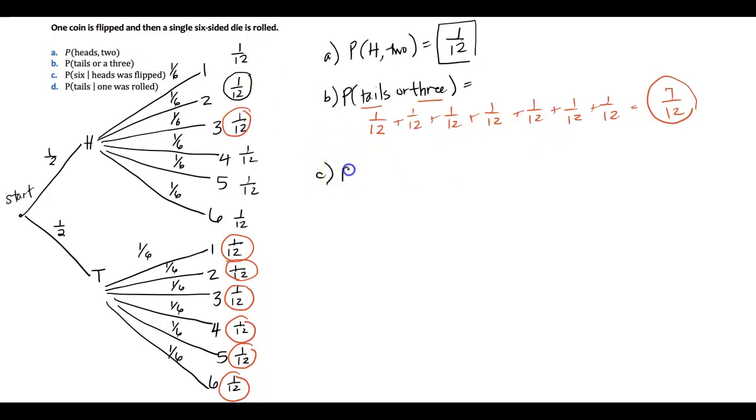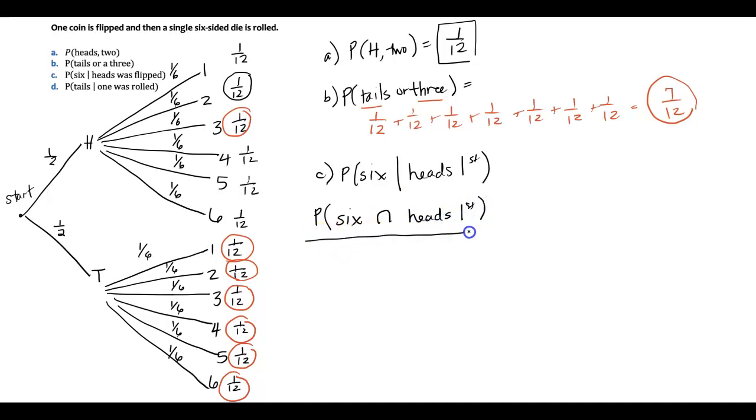Let's take a look at part C. Find the probability of rolling a 6 given that we know heads was flipped first. Now in this case, there's more than one way to calculate this. The first way I'm going to calculate it is using our conditional probability formula. That says the probability of the intersection, a 6 was rolled and a heads was first, in the numerator, and in the denominator, it's the probability of the given, that heads was first.